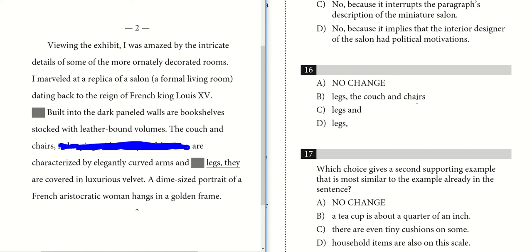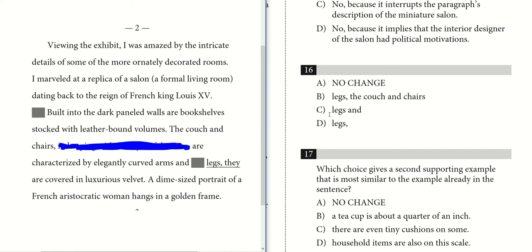What about B? Legs, the couch and chairs, and then it goes on. That's pretty bad stylistically because you just started your first sentence with the couch and chairs, and if you do the couch and chairs again, that sort of repetition is redundant and you don't want that. But also that would still be a run-on, right? Because it would still be a second complete sentence with no real transition or no conjunction. So B would also be out.